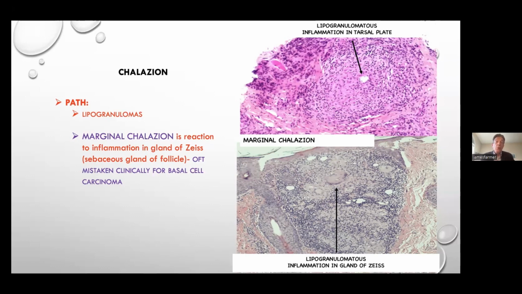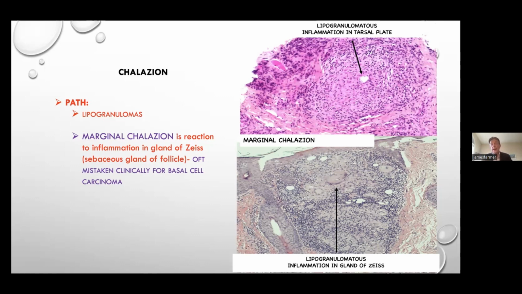I bring up for interest this so-called marginal chalazion. This is a rupture of the meibomian gland of the eyelash follicle. Remember we talked about the gland of Zeiss? It will create a bump on the eyelid margin. And certainly in Canada, that bump is often misinterpreted as a basal cell carcinoma because it's right along the lid margin. It's non-inflamed, kind of like a pearly nodule.